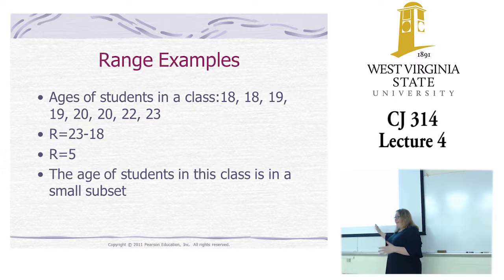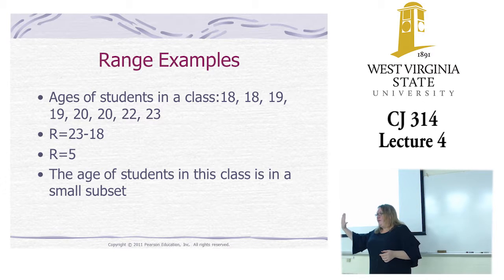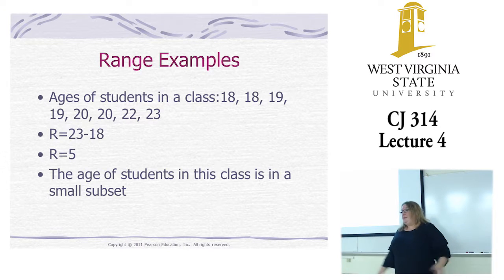Range doesn't tell us how many students are at the high end. It doesn't tell us how many students are at the low end. All it tells us is there's 5 numbers between our oldest student and our youngest student. That's it. That's all it tells us.